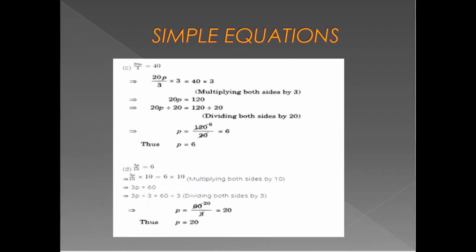Moving to c part, that is 20p divided by 3. Here 3 is in the division. We'll do the multiplication by the same number 3. Multiplying by 3 on LHS and RHS, then we got 20p is equal to 120. Now 20 is in the multiplication, we'll do with the division. Dividing 20 on both the sides, we got p is equal to 120 by 20 is equal to 6. Similarly, you can go for D part.